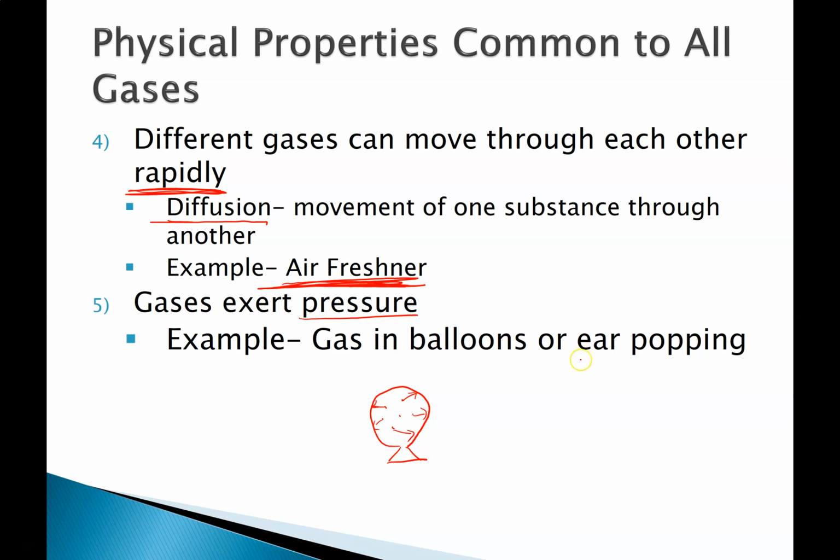The other way you know that gases exert pressure is when your ears pop. If you've ever been in an airplane or an elevator and you get that sensation of your ear popping, or sometimes you just even have a bad cold and your ears are hurting, that's because the air inside your eardrum is exerting pressure on your ears. And so we know that gases exert pressure.